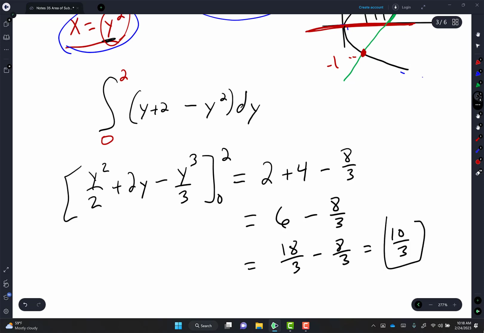Because it's the same. Is it not the same region? So you're supposed to be getting the same answer no matter what.